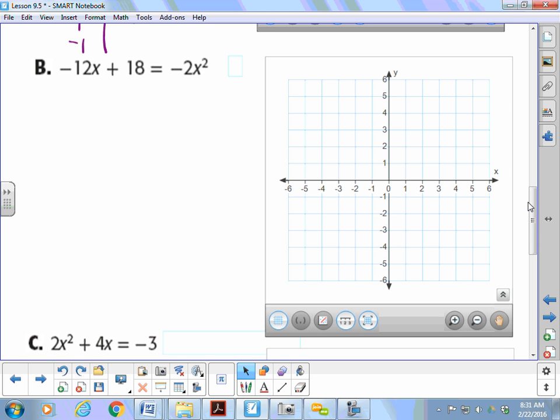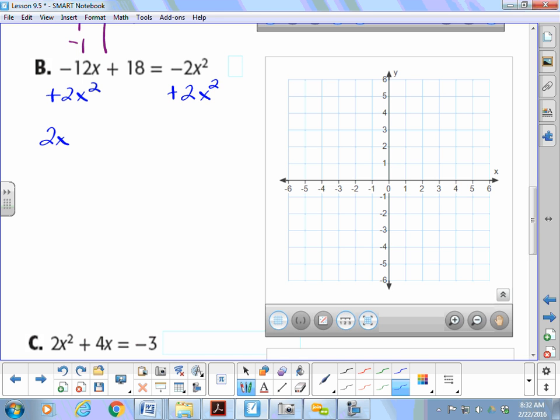Negative 12x plus 18 equals negative 2x squared. So it has to be equal to 0. So would you rather that your a value was positive or negative? Positive or negative. We always, if we can, want it to be positive. So for this problem here, we're going to add 2x squared to both sides. Right? Because we want everything on the left side of the equal sign. And we want the x squared to be positive. So we have 2x squared minus 12x plus 18 equals 0.